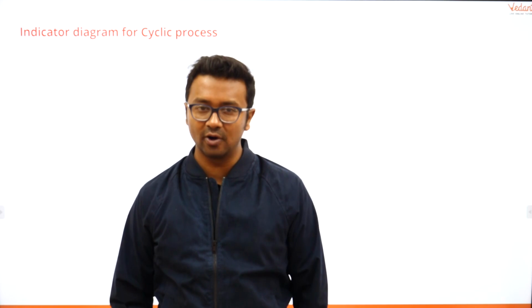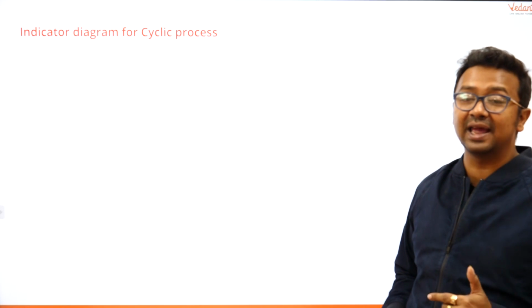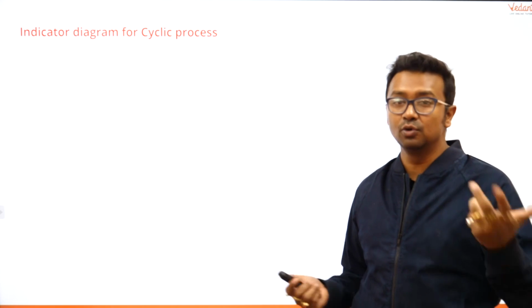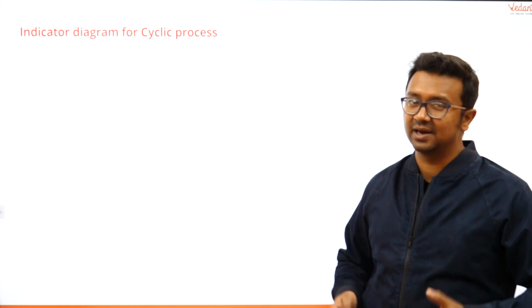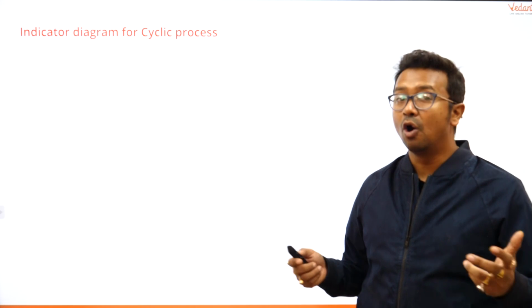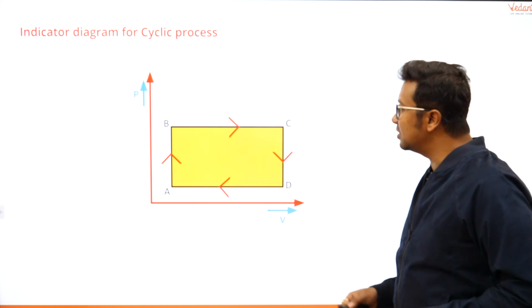All right. Now, let us also look at one very interesting thing, that is the indicator diagram for a cyclic process, wherein most of the questions are related to cyclic processes in most of the competitive examinations that we have, whether it's JEE or NEET. Okay. Now, what is basically a cyclic process, my dear students?